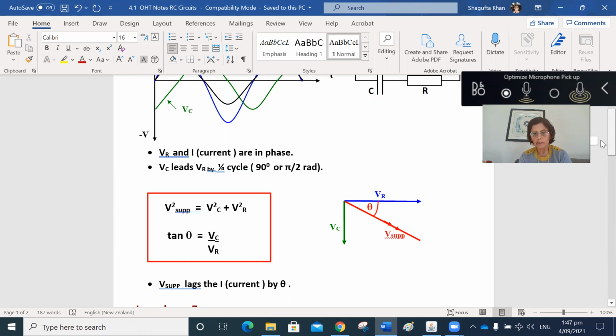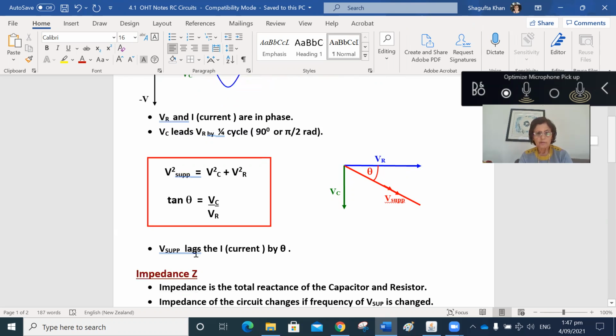And how do we find this angle? What we are saying is V supply lags the current by this many degrees. And how do we use that? We find tan theta, opposite over adjacent, and that gives us the angle, so we can calculate that one.